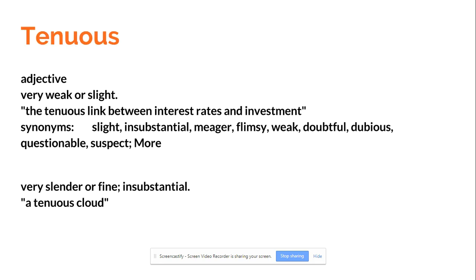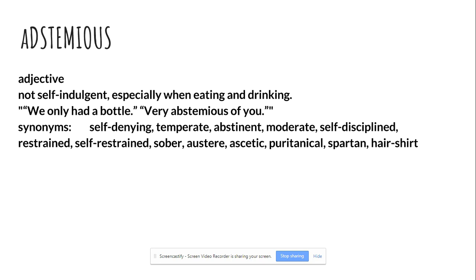Tenuous. Tenuous is an adjective, and it means very weak or slight, insubstantial. So you would not use tenuous really to describe a person being weak, right? You really wouldn't say the boy was so tenuous, he spent a lot of time in the gym. You would say the tenuous link between interest rates and investment is very flimsy. Or you could say my tenuous understanding of algebra gets in the way of me passing the class. So your weak or slight understanding. Again, you wouldn't describe a person as tenuous.